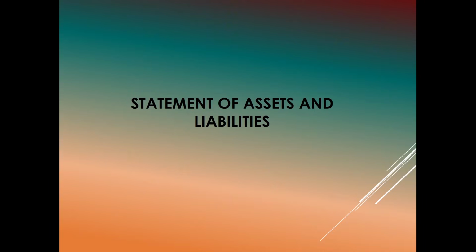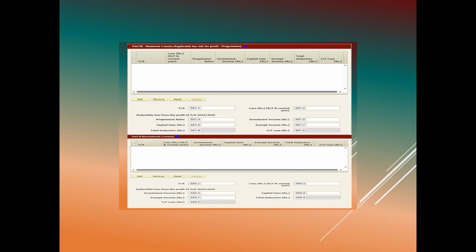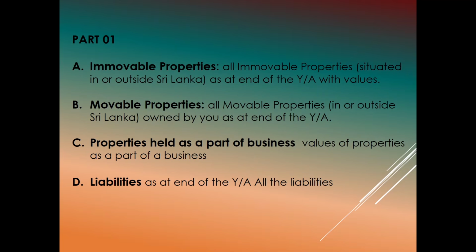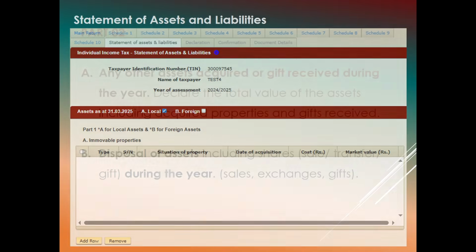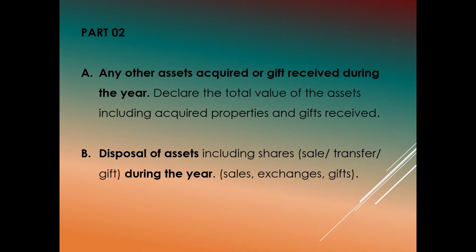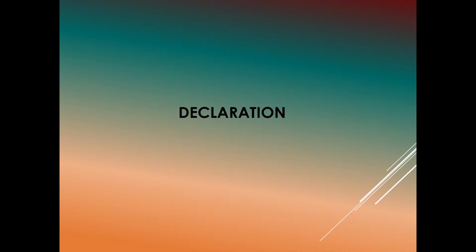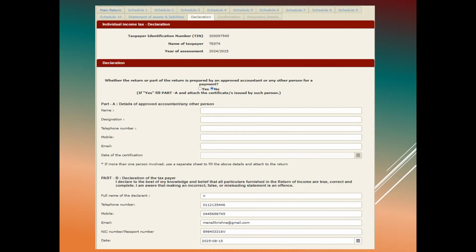You have to submit a statement of assets and liabilities along with the income tax return. In Part 1 of the Statement of Assets and Liabilities, please mention movable and immovable assets situated in or outside Sri Lanka, properties held as part of business, and liabilities as at 31st March 2025. If you have assets acquired or gifts received during the year or any disposal of assets, please mention them in Part 2. At the end, you have to complete the declaration form.